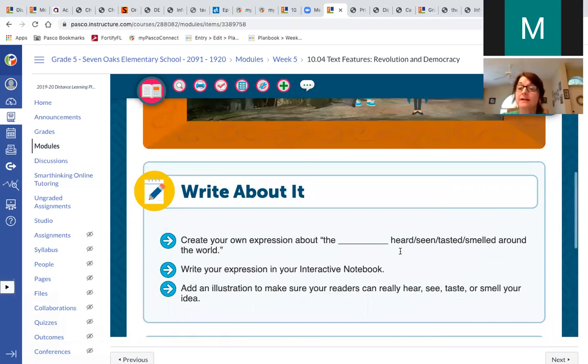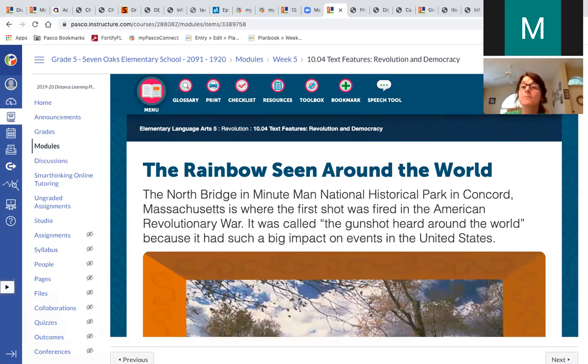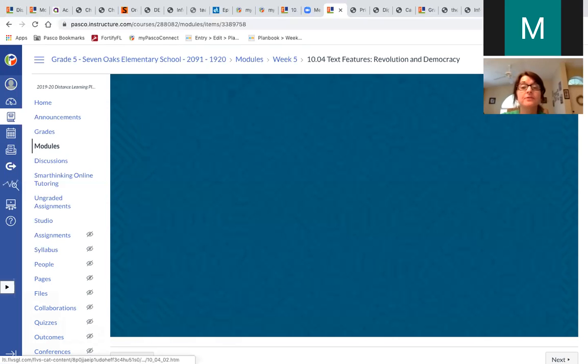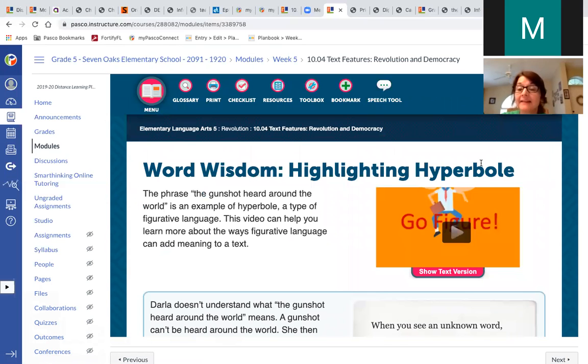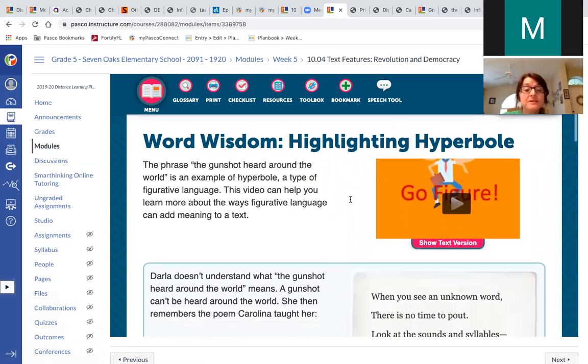You'll be learning about that in week 5, but we'll be actually looking to write and submit that for week 6. All right, so I'm going to go back over to the top here, and I'm going to move through to the next slide. All right, word wisdom, highlighting hyperbole. So this phrase, the gunshot heard around the world, is an example of a hyperbole. It's a type of figurative language, and I know you guys had heard about this earlier in the school year when we were working with figurative language, all right? There's a really neat video that's going to help you learn more about different types of figurative language. It's going to go through some examples, so be sure that you watch that video here.